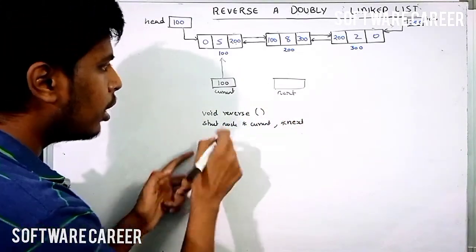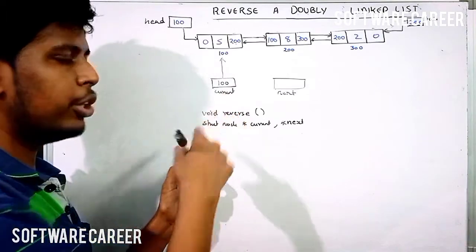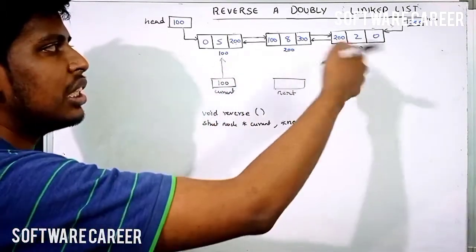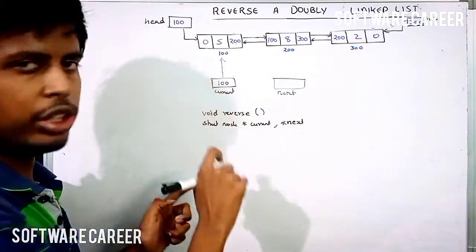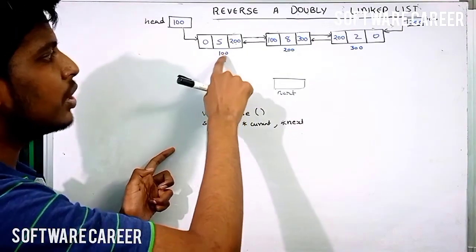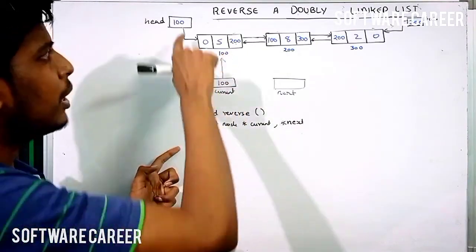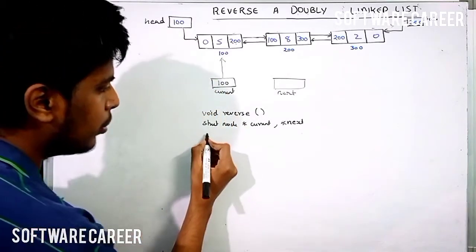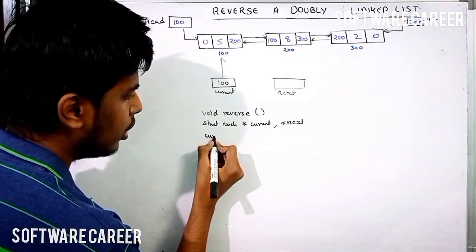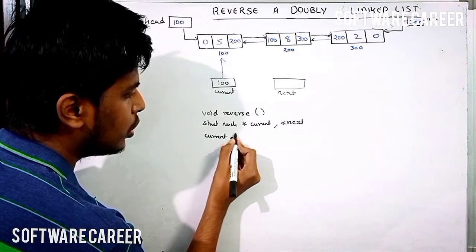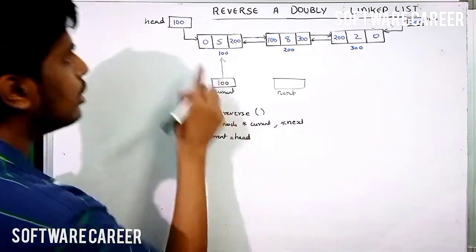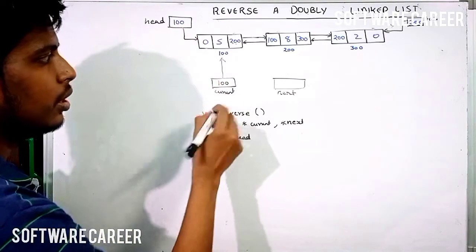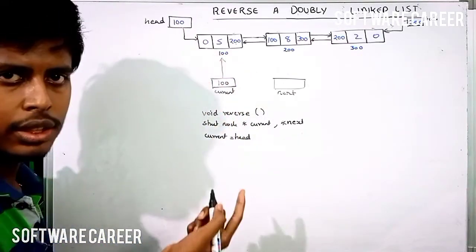Now see, now at starting this current is pointing to which pointer? First or second or third? It's pointing to first pointer. So how can you access first address 100? By using head. So I should write current equals to head. So see here I am writing current equals to head. Now head address is 100. 100 is put on current. So current is pointing to the address 100.